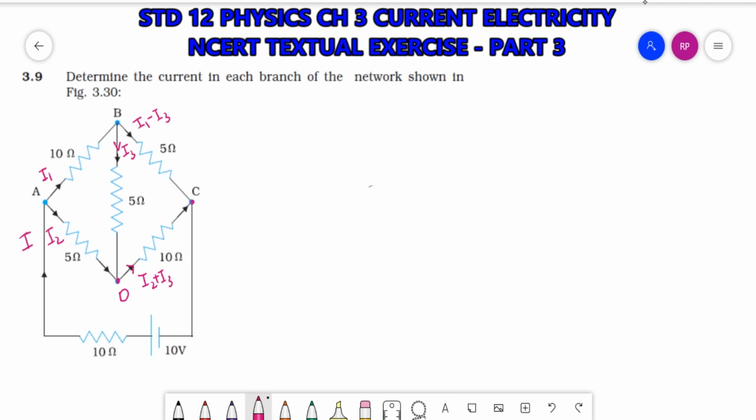Now at point C, the currents coming are I1 minus I3 and I2 plus I3. So I3 gets cancelled. It will be I1 plus I2, and that is I. Here there was current I towards A, and it splits in two parts, I1 and I2. So I1 plus I2 is I. Clear? Now to find the current in each branch, we need to find the values of I1, I2, and I3. So first, let's apply Kirchhoff's loop rule.